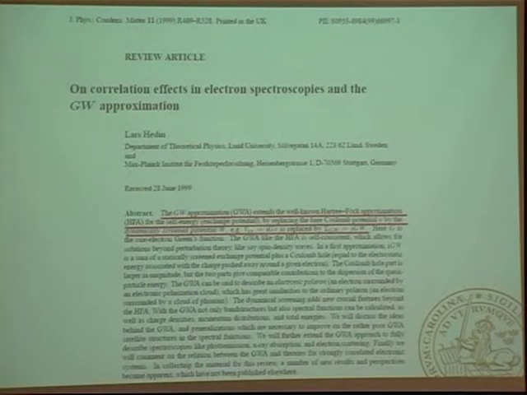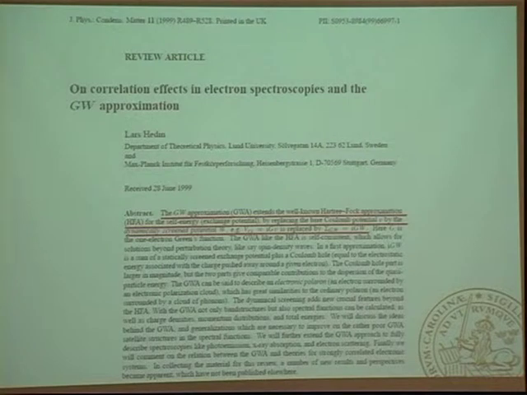So I just follow what Hedin wrote in his paper, which is maybe the last review article he wrote. The GW approximation extends the well-known Hartree-Fock approximation for the self-energy exchange potential by replacing the bare Coulomb potential by the dynamically screened potential W. So we can just think of the GW approximation as a kind of generalization of the Hartree-Fock approximation, where we replace the bare interaction V by the screened interaction W.